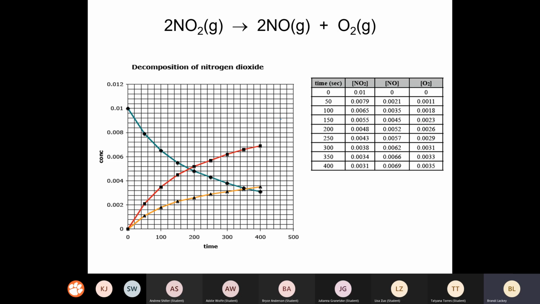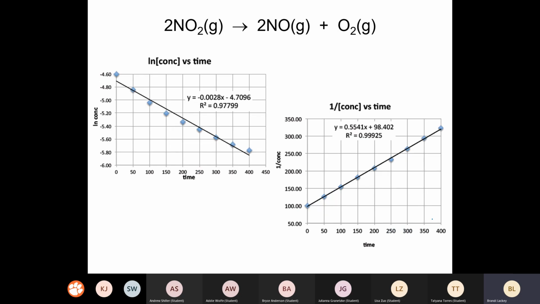Since it's not straight, therefore it's not zero order. So that's one thing that we can tell from this graph. But we don't know if it's going to be first order or second order. So then we have to take this same data and use that first order rate law and then the second order rate law to graph them. So do one with the natural log and one with the 1 over concentration. So here's what those graphs would look like.